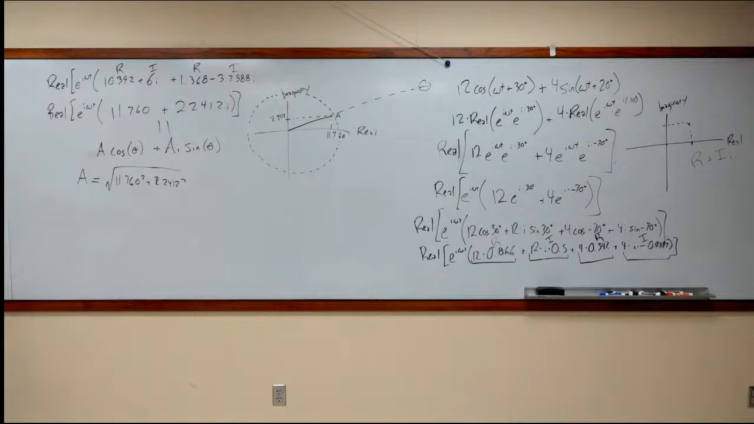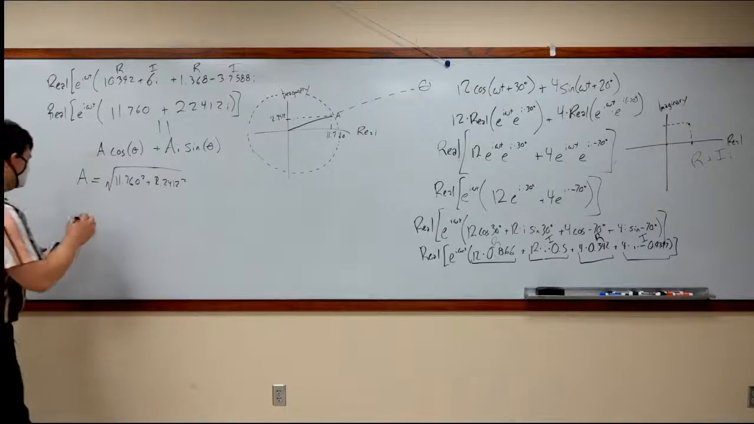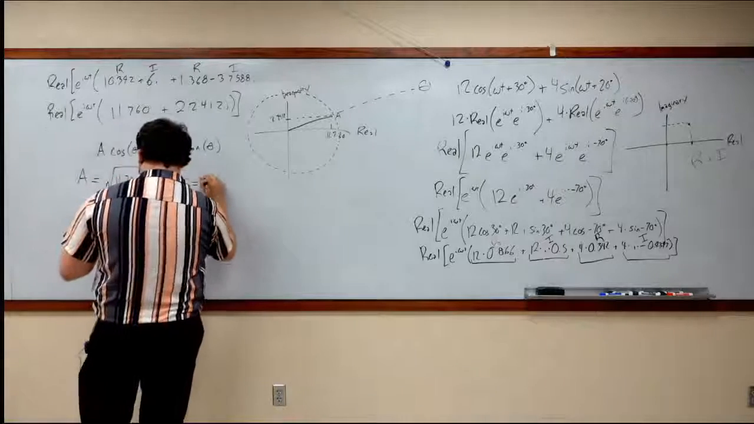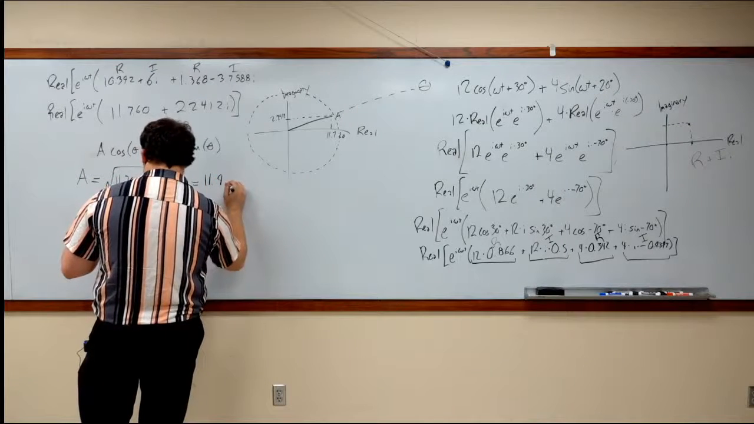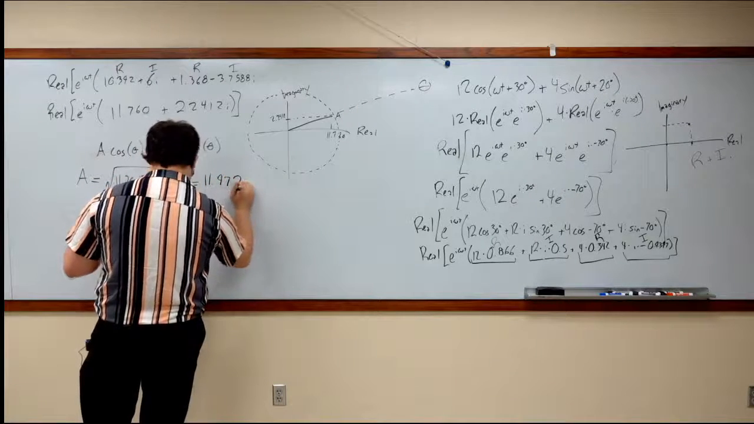So let's calculate out what A is equal to, just using our hypotenuse formula. So I get A is equal to 11.972.